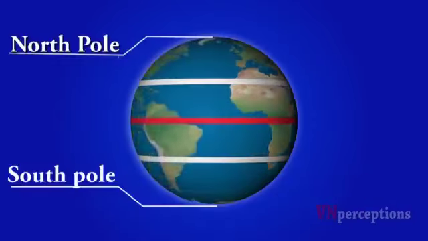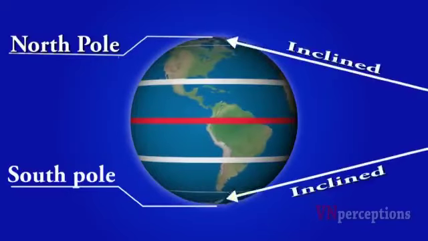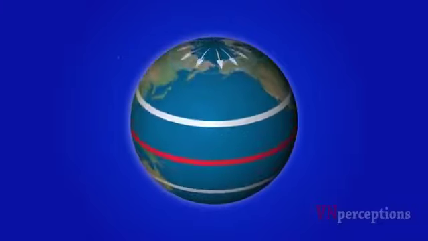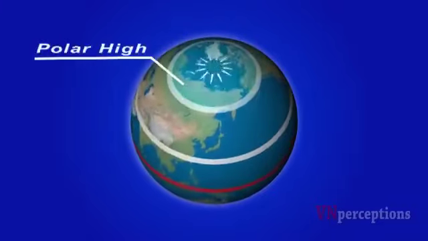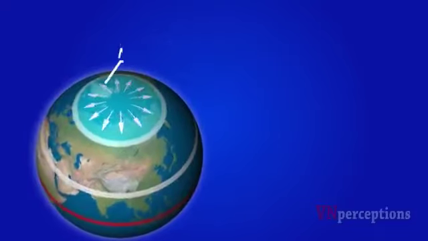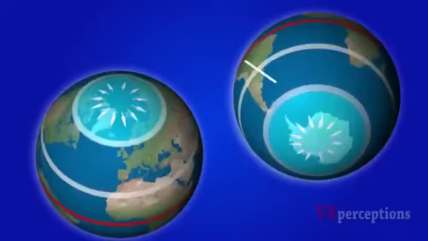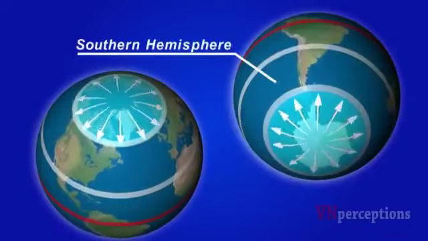At the poles, the sun rays are very much inclined. So we have cold air that sinks. These regions are known as polar highs. In the northern hemisphere, the air moves towards the south, and in the southern hemisphere, the air moves towards the north.